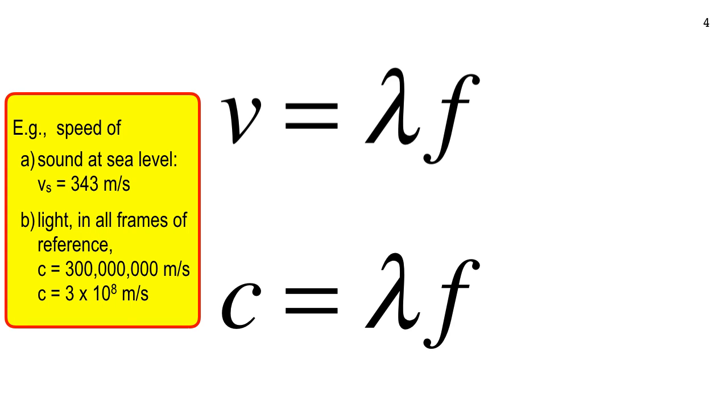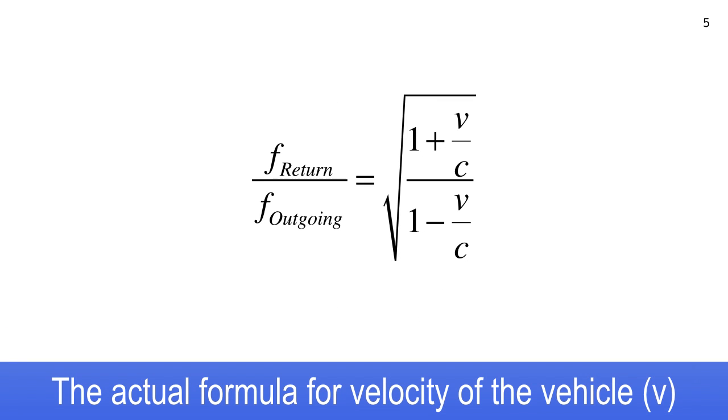Now, why have I got that? Well, if you do a little bit more physics and use the theory of relativity, the actual formula for the velocity of the source that allows the cops to nab speeders is this one. Go ahead and write it down if you like. It's the ratio between the return frequency, the comeback frequency, and the outgoing or the send frequency.